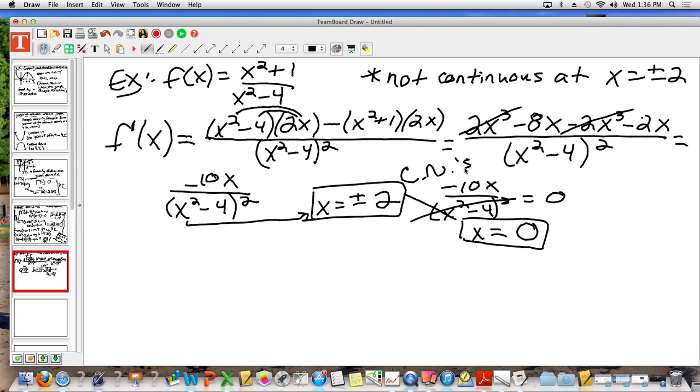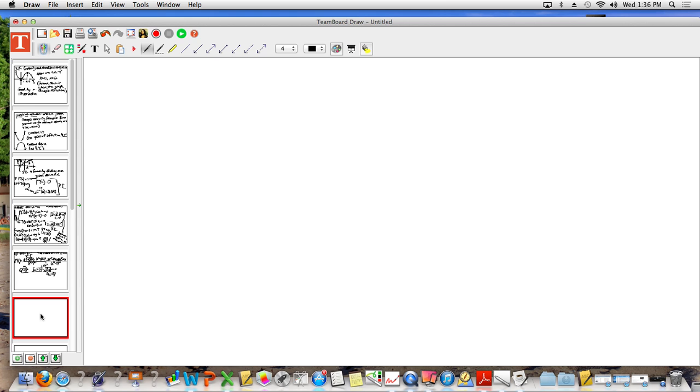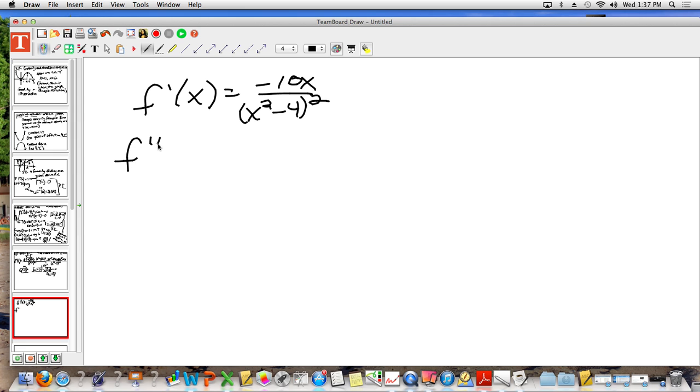All right, now this is our first derivative. I'm going to flip pages here. I need you guys to tell me that again. The first derivative is equal to negative 10x over x squared minus 4 squared. We need to find the second derivative. Yay! Isn't that yay? Said no one. Right. The second derivative says that we take the denominator, which is x squared minus 4 squared.